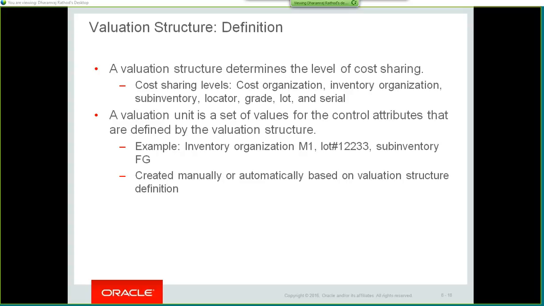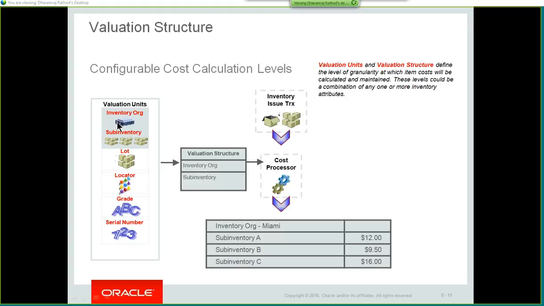Same is the case with sub-inventory. You could have multiple sub-inventories, and those sub-inventories could have different costs. This is given in a diagrammatic format. My valuation structure is sub-inventory. So I could have an inventory organization, and within the inventory organization, I could have multiple sub-inventories. I have an inventory organization called Miami, and I have sub-inventories called ABC. Whenever I get a transaction, the cost processor will pick those transactions, and based on the cost policies specified on my cost profile for the certain items, I would pick those items and process them.